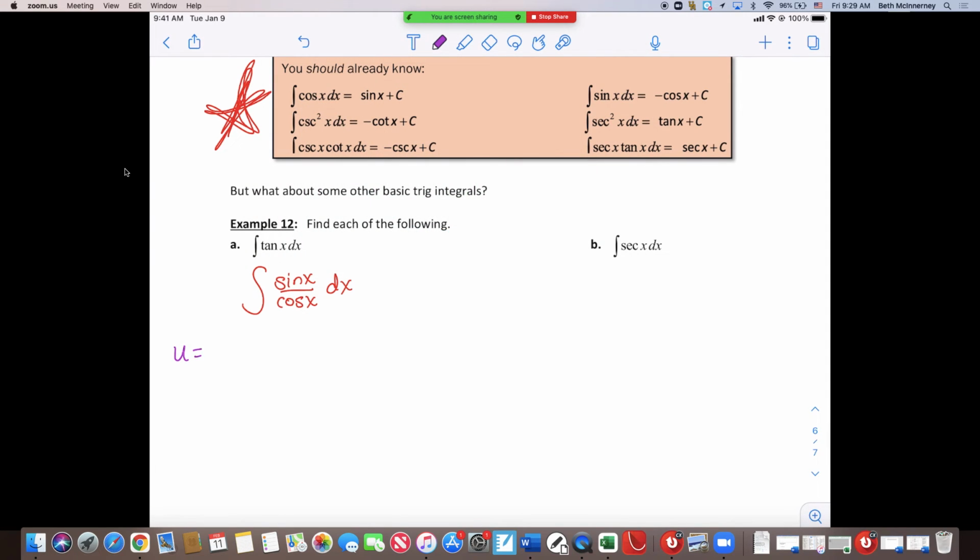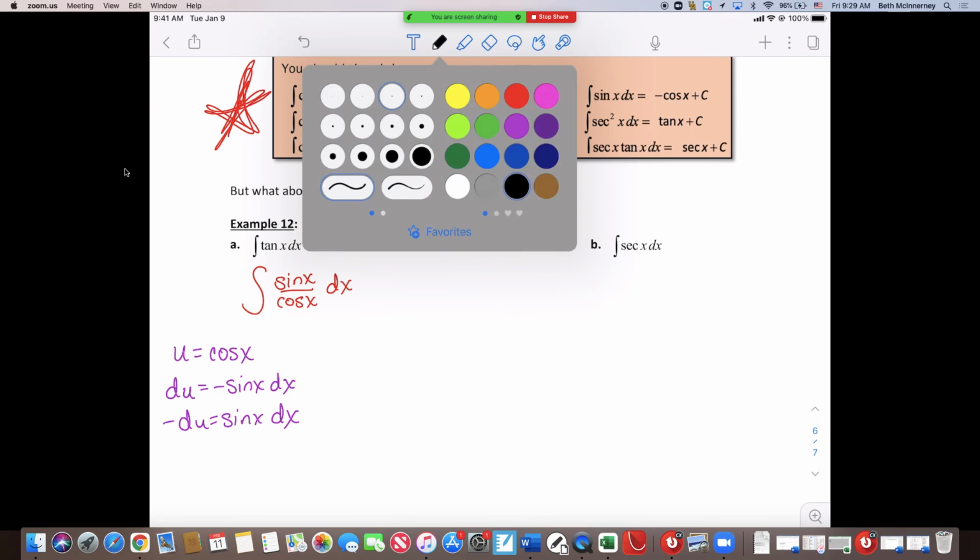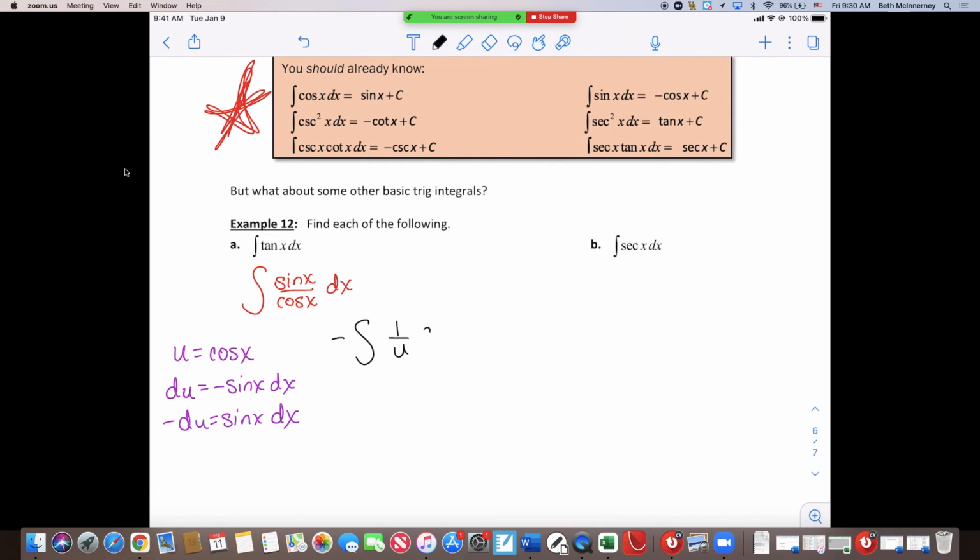If I let u be cosine x, du is negative sine x dx. You could not allow u to be sine x, because that would be 1 over the derivative, and I can't do 1 over. So that's why I have to choose u as cosine x and not u as sine x. So I don't have a negative, so I'm going to divide that out. So then this will be negative the integral 1 over u du. Oh, guess what? I know that one. That's going to be the negative natural log, the absolute value of u plus c.